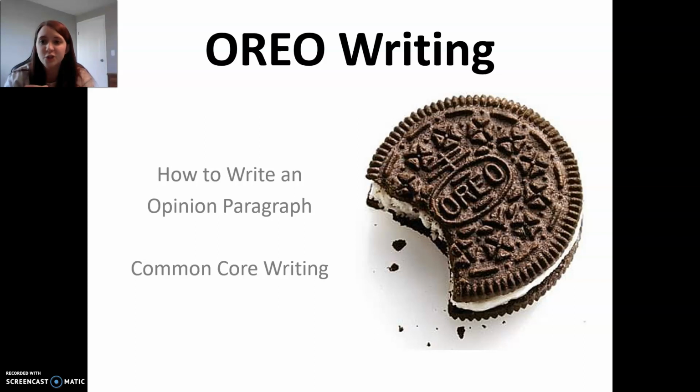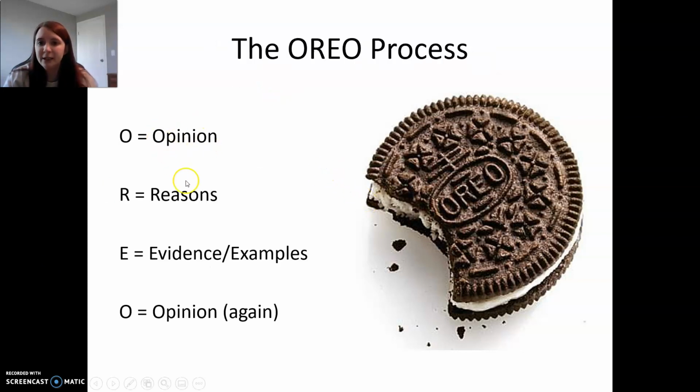In order to strengthen our opinion piece, what we're trying to do is convince someone that our answer is right, so we need to strengthen our writing. In order to do that, I found this awesome strategy that I actually used last year as well, called the OREO strategy. This is going to help you organize your thoughts and strengthen your argument for your opinion. OREO actually stands for opinion, reasons, evidence and examples, and then your opinion again.